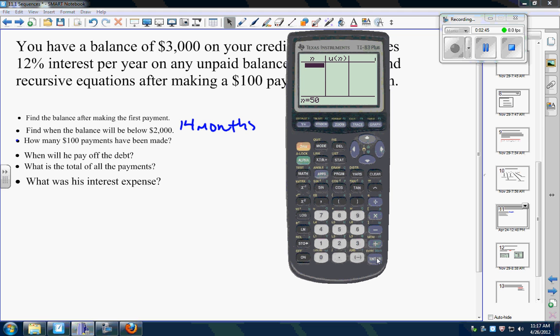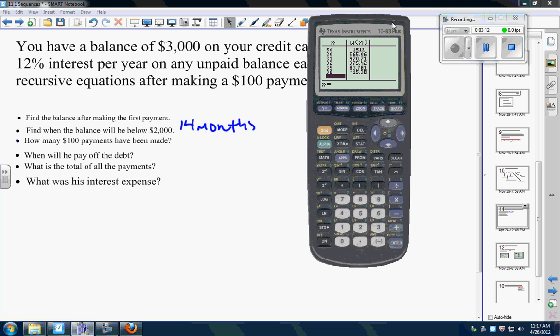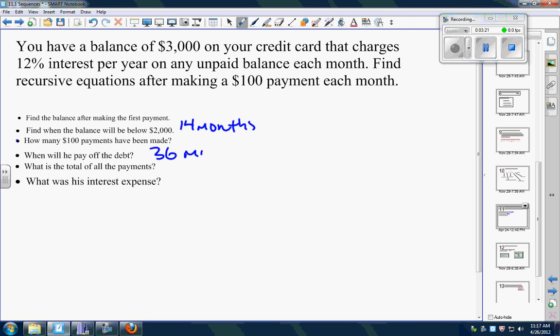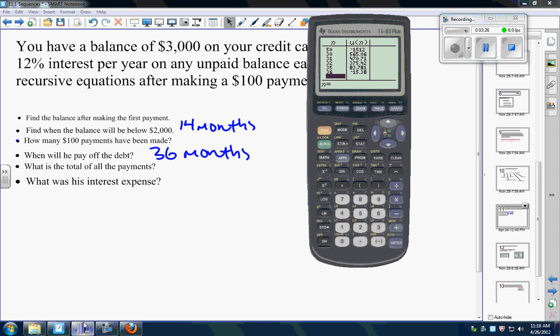So let's try 50 months. Okay, clearly that doesn't work. So let's try 30 months. Okay, that's good. So let's try 31, 32. Let's go 35. Okay, there we go. So it took 35 months, or in the 36th month, we actually paid this off. Okay, so when will he pay off the debt? It'll be in 36 months, because you still have to make that final payment.